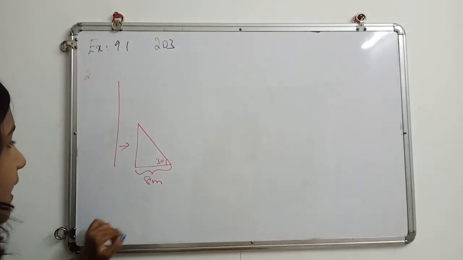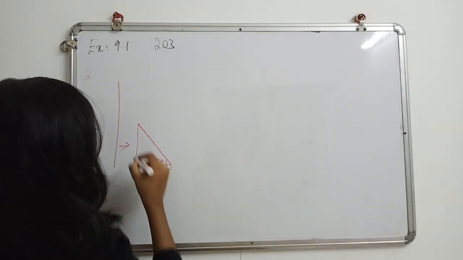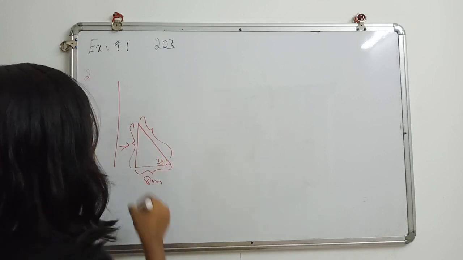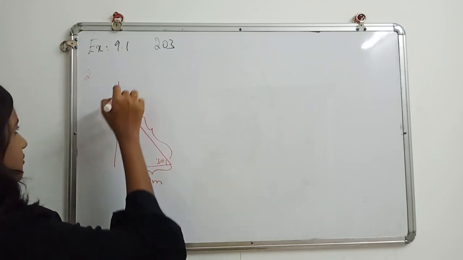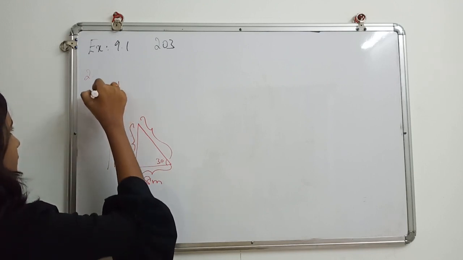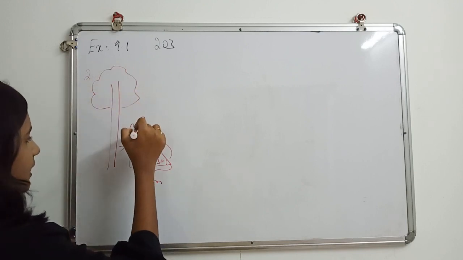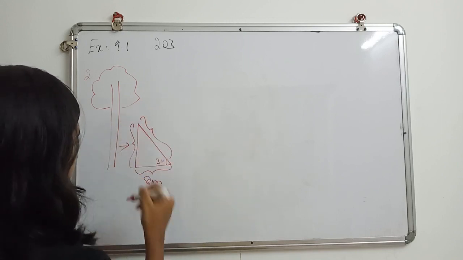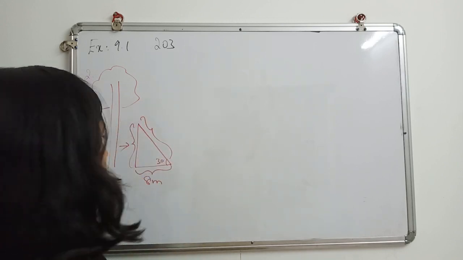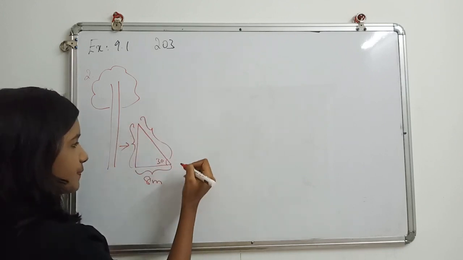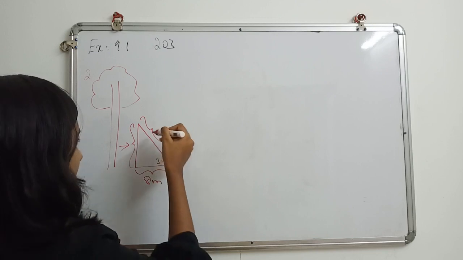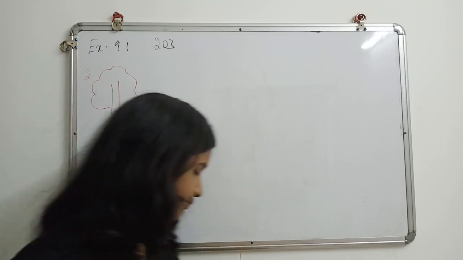Now, finding the height of the tree does not mean only this part, also this part, because this is also the tree. This tree has broken in this condition. We can assume it to be a triangle. So we have to find this part and this part. First we can find this part and then this part, then add them both.